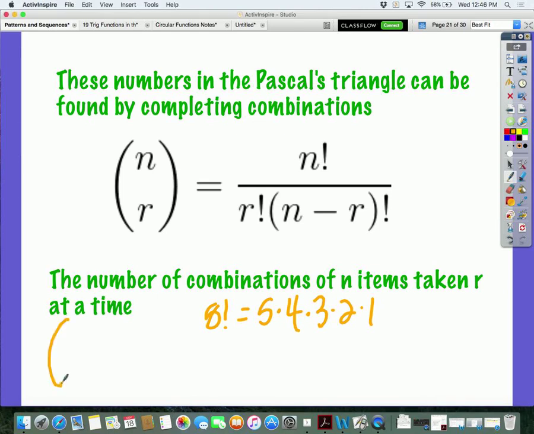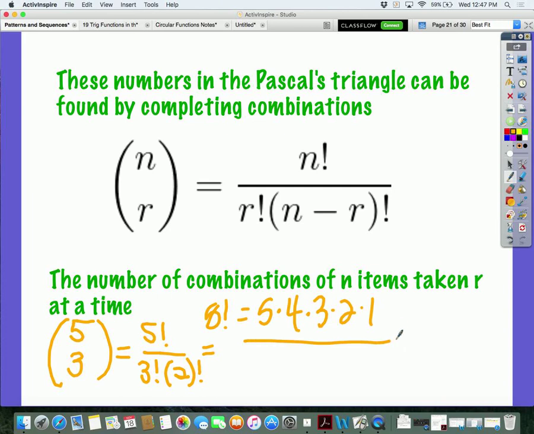Prime example, let's take one that was already on the previous page. What if I wanted you to find the 3rd term in the 5th row? So that would be 5 combination 3. If I use the formula, that would be 5 factorial over 3 factorial times n minus r factorial. 5 minus 3 is 2. Okay? And so basically you would have 5 times 4 times 3 times 2 times 1 in your numerator. You would have 3 times 2 times 1 times another 2 times 1. Those would be all your pieces.